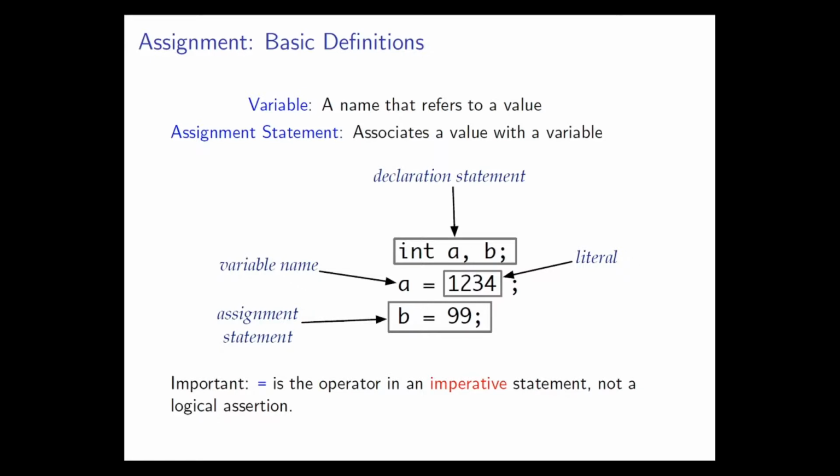Okay? Notice that the equals sign here is the operator in an imperative statement. It's not a logical assertion. Okay? That would be double equals, but we'll talk about that later. Okay? And similarly we can assign b equals 99. So you can think about this as saying that the declaration says there are going to be some boxes labelled A and B, and in box A I would like to put 1234, and in box B I would like to put 99. And we might put different things in those boxes later.